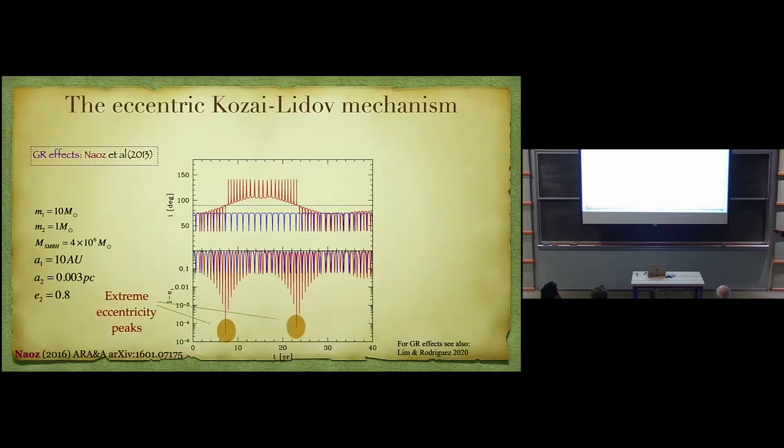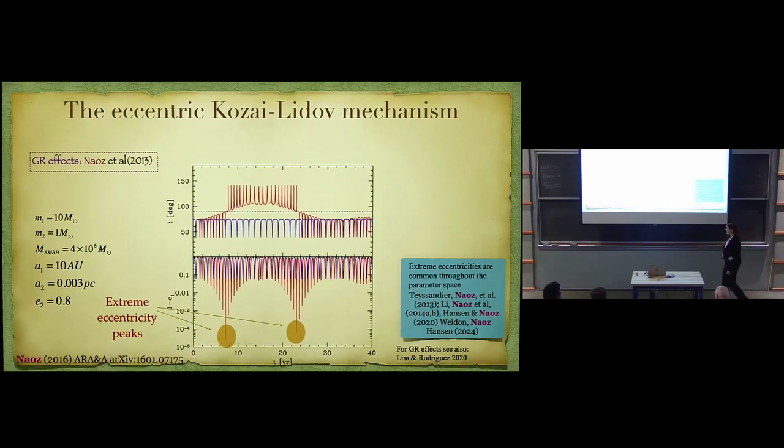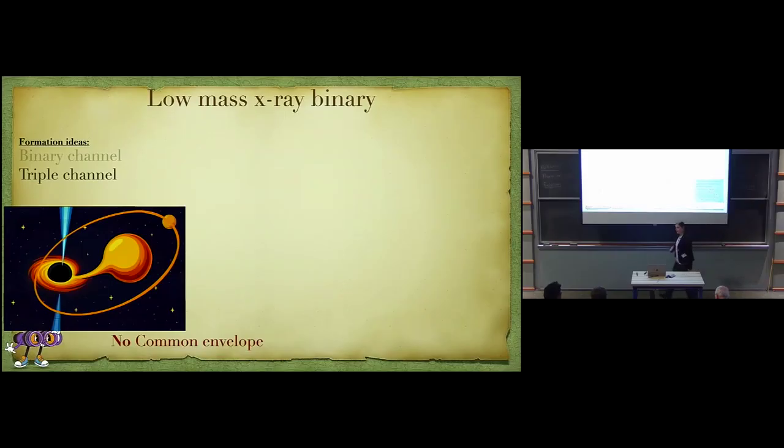And for us, we care about these extreme eccentricities. Remember, I'm trying to explain low mass X-ray binaries. I want to smash things together. I need a small pericenter passage. This is where I need to be, and we had a lot of studies to really understand that these high eccentricities are pervasive throughout the parameter space. So all is good. So now let's go back to see how that helps us with creating low mass X-ray binaries.